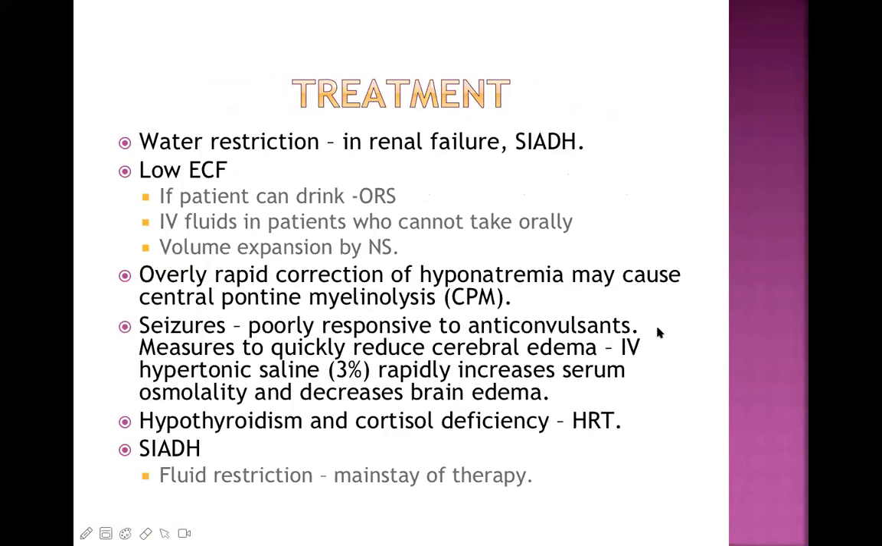Now, regarding the treatment, please pay attention here. Water restriction is done in renal failure and SIADH. You restrict the water, especially in intrinsic type of renal failure or in acute tubular necrosis. You don't give water or extra water to the patient. We calculate how much water the person can take and only give that much. Other types of fluid are not given. And in SIADH, the treatment is restriction of the fluid. The fluid is only given at 2/3 of maintenance.